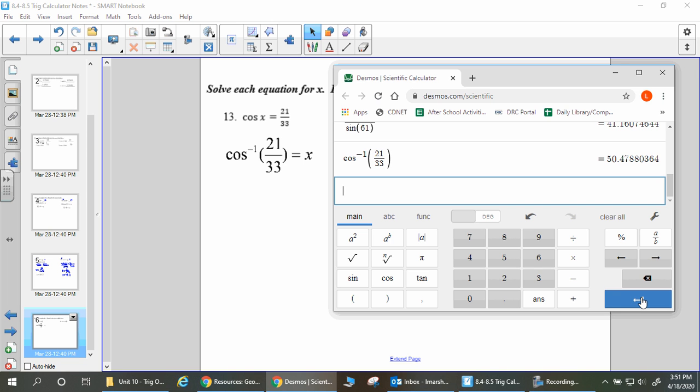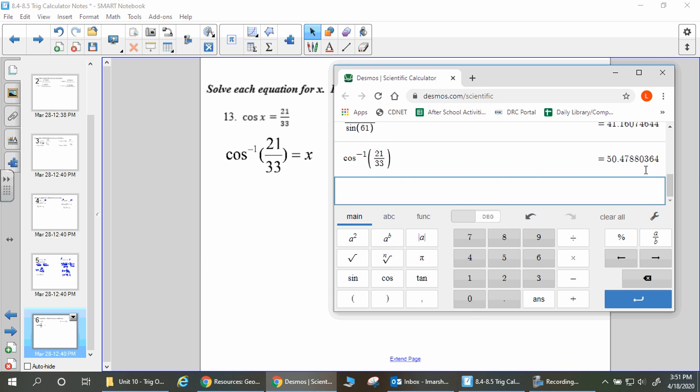If you have a calculator where you're putting in the numbers first, you want to do 21 divided by 33, hit equals. You'll get a decimal on your screen. With that decimal still on your screen, go ahead and hit your shift or your second button and then hit that cosine with the -1. So again, if you have to put numbers in first, put in the 21 divided by 33, hit equals. With the decimal still on your screen, hit your shift or second button and put in your cosine -1.